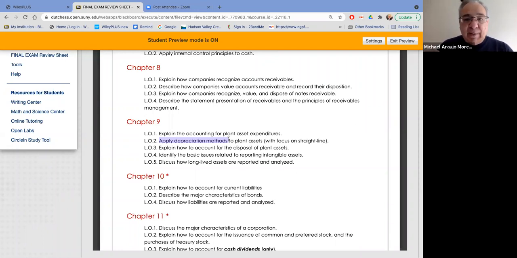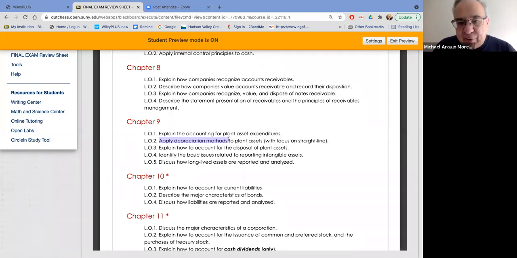which is a way of allocating the cost of that asset over a very long period of time. Remember, all of these plant assets have useful lives in years. Some we might only use for 3 or 4 years. Some we might be using for 10, 20, 30 years. Either way, they have a long useful life. Depreciation allows us to slowly allocate or expense part of the cost of that asset over its useful life.